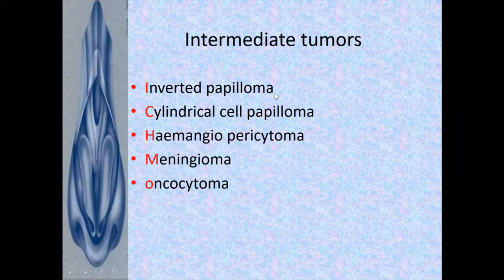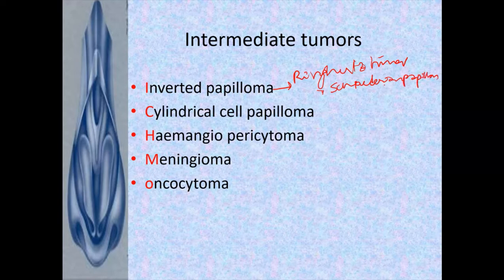Intermediate tumors, you have the inverted papilloma. You should have it in mind. The important points that are given in the book I'm highlighting. Inverted papilloma, the other name is also called Ringertz tumor. Ringertz tumor is also called Schneiderian papilloma, or it is also called transitional cell papilloma.